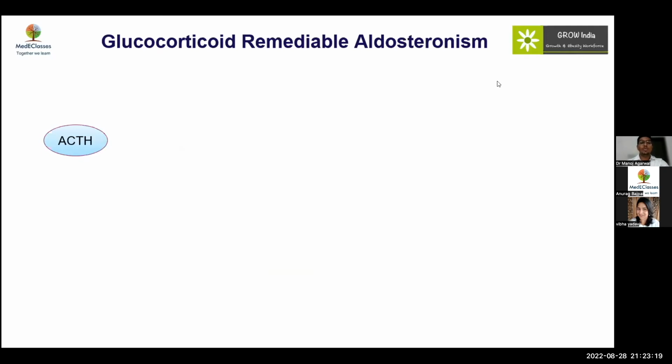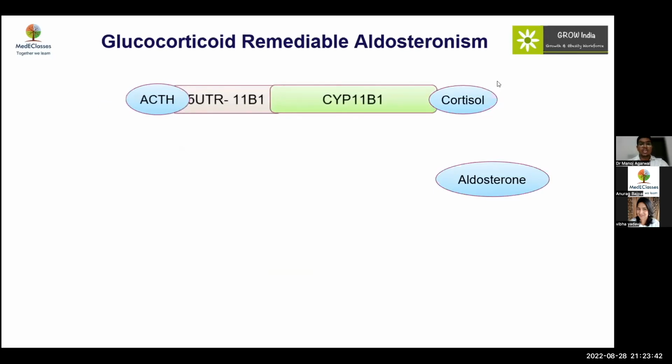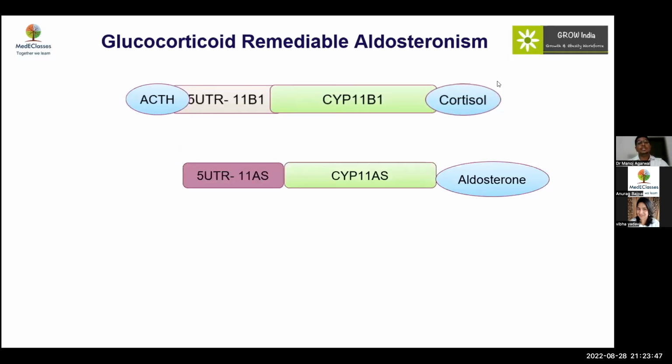So now we will move toward another very interesting entity, which is glucocorticoid remediable aldosteronism. Normally, cortisol secretion is controlled by ACTH, because the promoter for cortisol secretion is controlled by ACTH, while aldosterone is only 5 to 10% controlled by ACTH. So normally in our body, aldosterone is not controlled by ACTH. But in this particular entity, what happens? Aldosterone secretion is also controlled by ACTH.